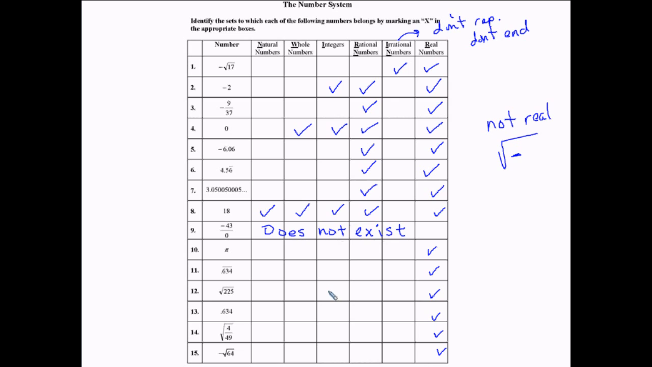Not even in the complex numbers and the imaginary numbers can you divide by 0. You can never divide by 0. It doesn't exist in any family, any number system. So it's nothing, none of the above.